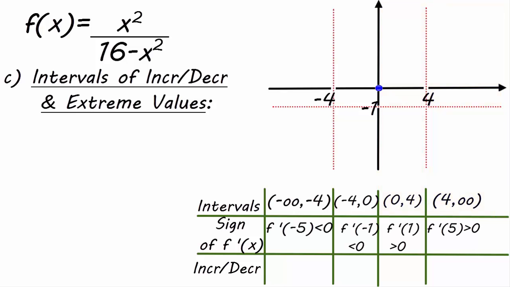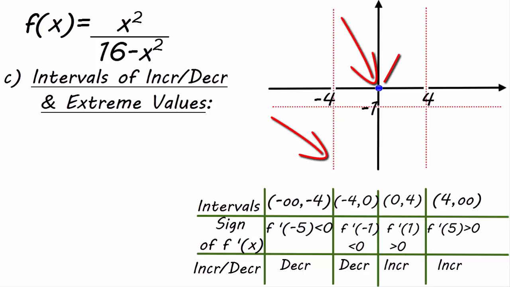Using test values from each interval, we determine that the sign of f prime of x is negative, negative, positive, and positive, which means the function is decreasing, decreasing, then increasing again, respectively. Between the second and third intervals, the graph goes from decreasing to increasing at x equals 0. This means that x equals 0 is a relative minimum.